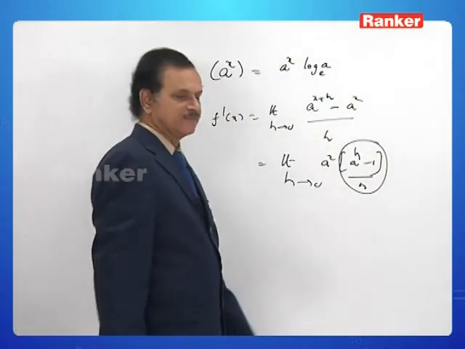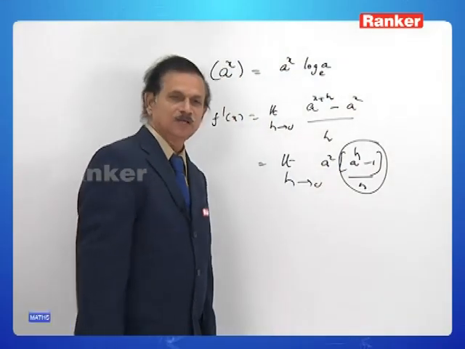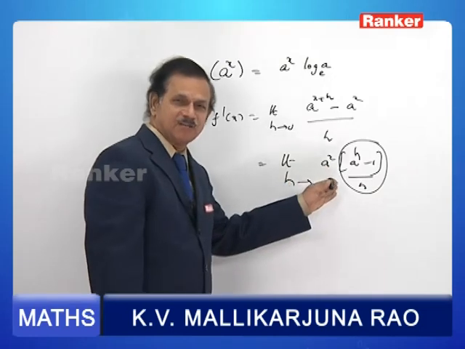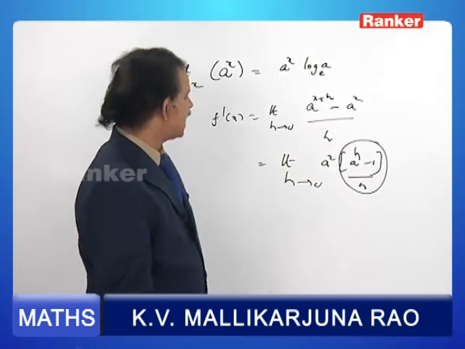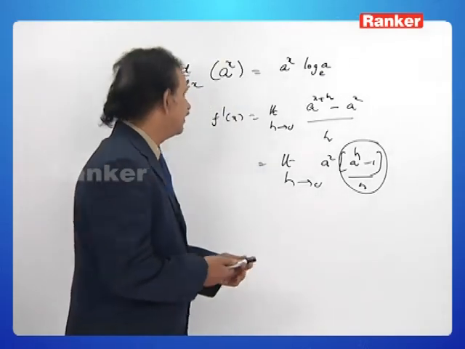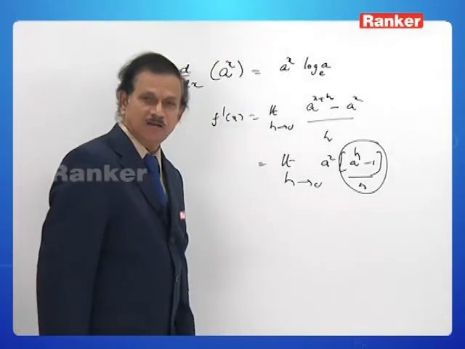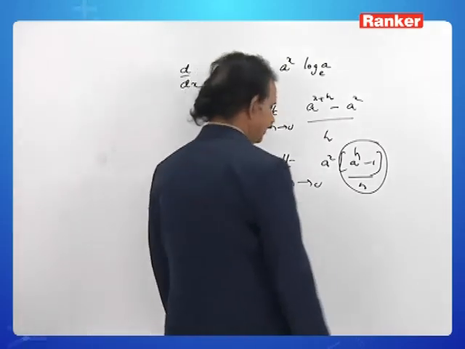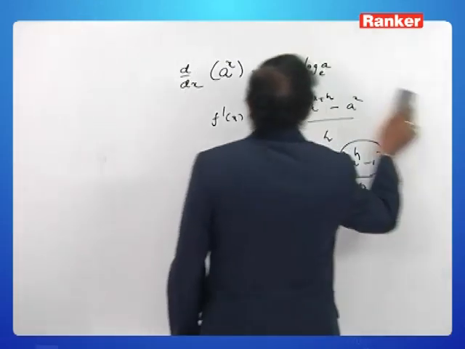We all know that this is nothing but log a to the base e, and there is no h here to have the limit. Therefore, the answer is a power x into log a to the base e. It is purely believable. Yes, it is credible.